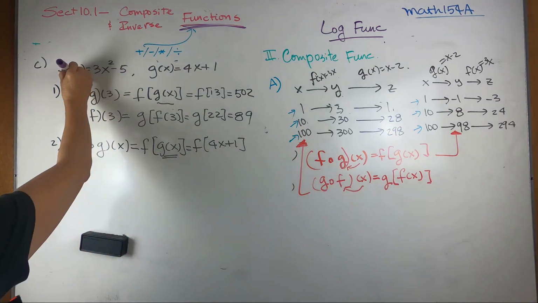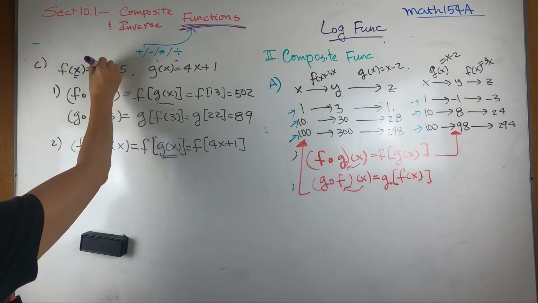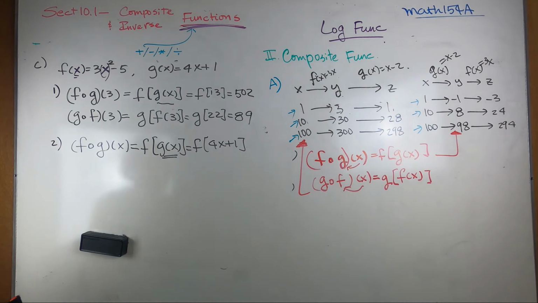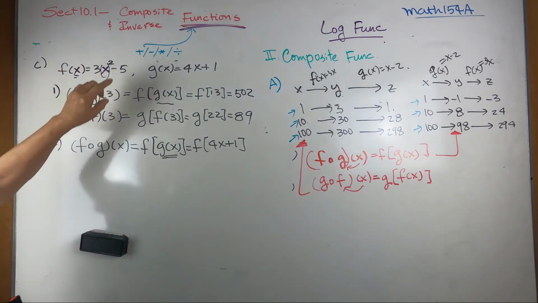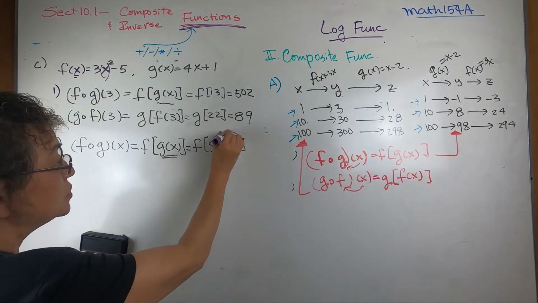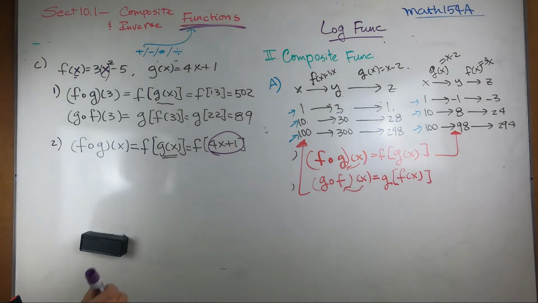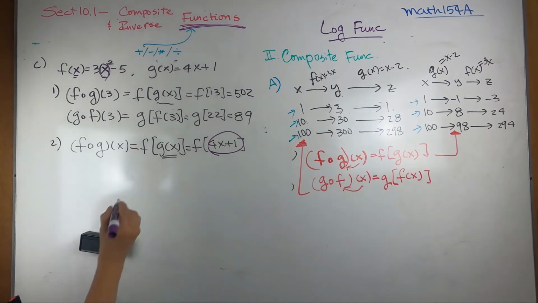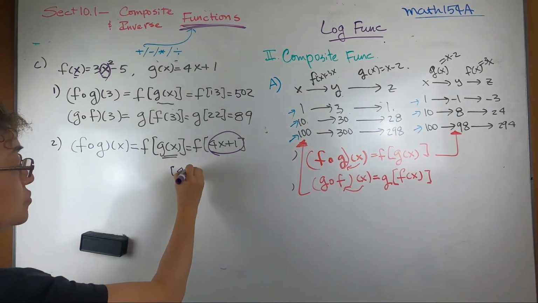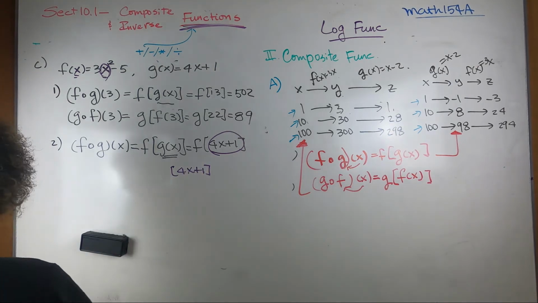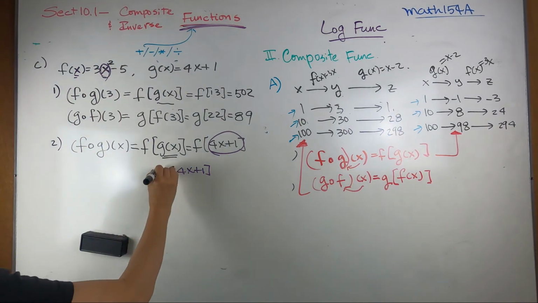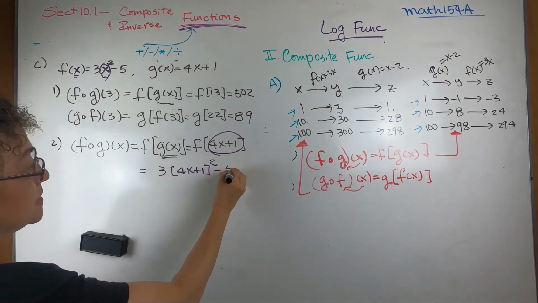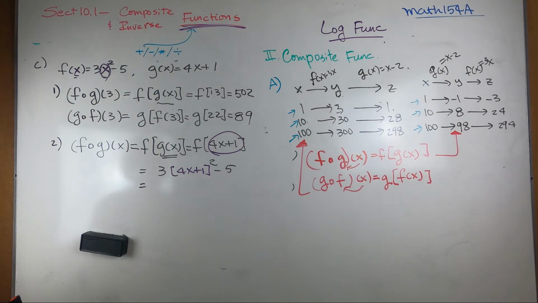F is saying, whatever you give to me, I will square you, then multiply by 3 and minus 5. So now your X is no longer X, it's 4X plus 1 in place of X. So it means you need to put this in the X place, and take the square and minus 5. That's what you need to do.